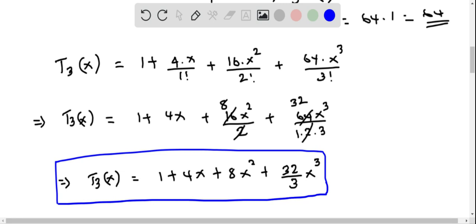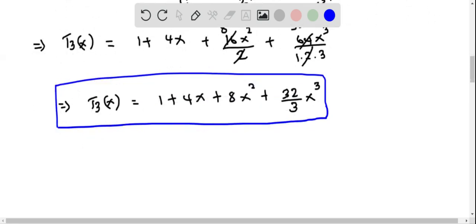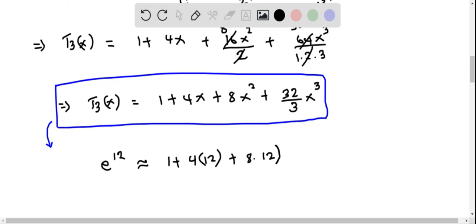Now using this we approximate the value of e to the power 12. So we have to plug in x equal to 12 into the Taylor Maclaurin polynomial expression, that is e raised to the power of 12 is approximately equal to 1 plus 4 times 12, replacing x by 12, plus 8 times x squared replaced by 12 squared, plus 32 by 3, replacing x by 12, so it becomes 12 cubed.